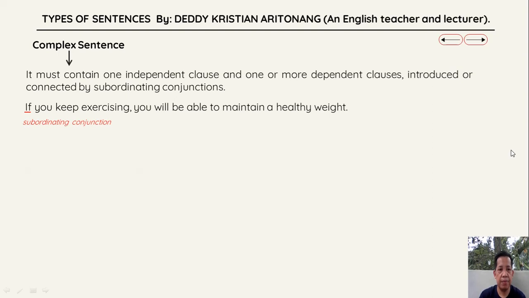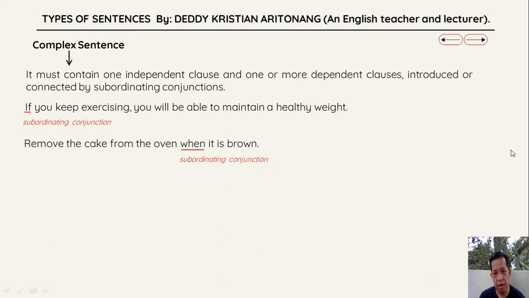The next example, remove the cake from the oven when it is brown. All right, remove the cake from the oven. This is the independent clause. When it is brown, this is the dependent clause, which is marked by the presence of a subordinating conjunction. Remember that when an independent clause is at the beginning of the sentence, there is no comma needed. But when the dependent clause comes before the independent clause, as happens in sentence number one, a comma is needed.